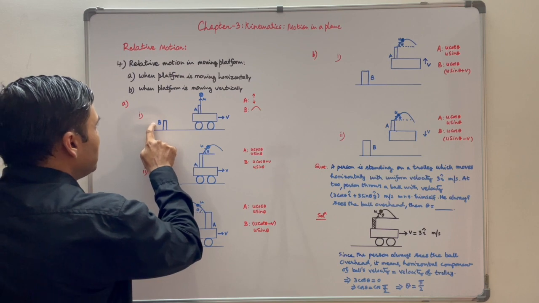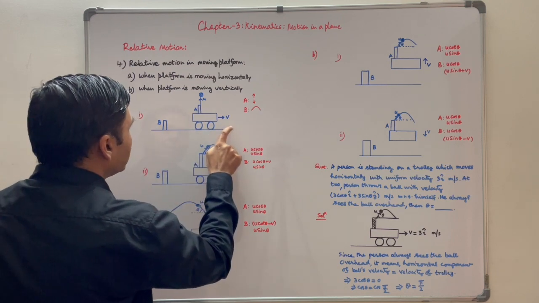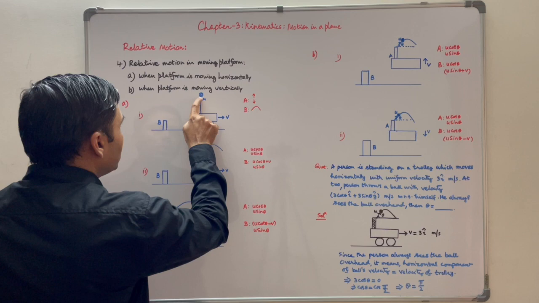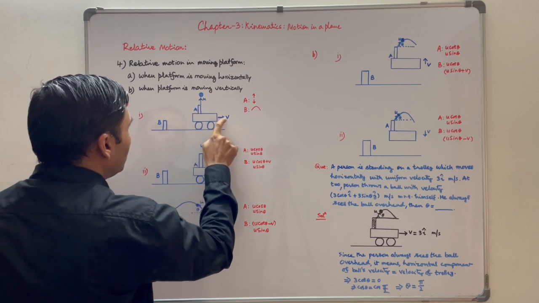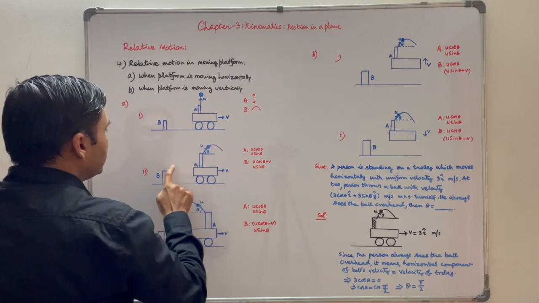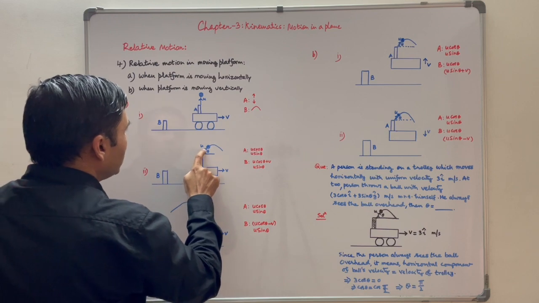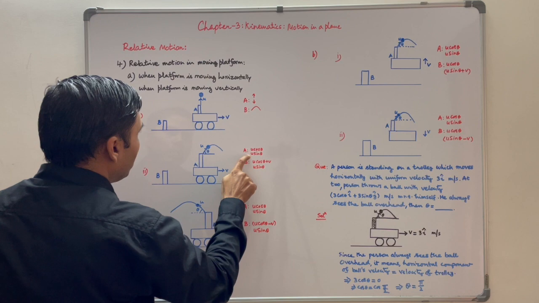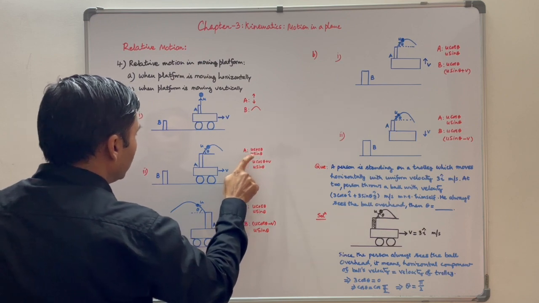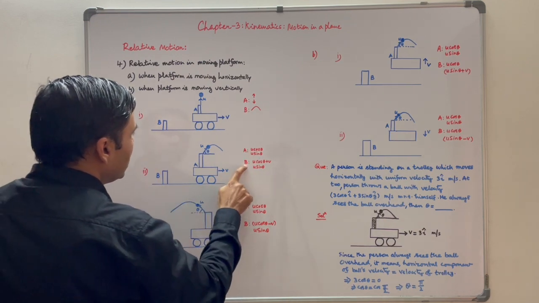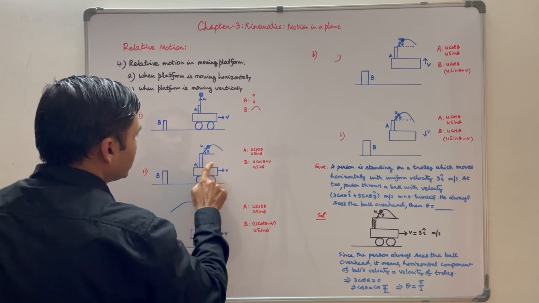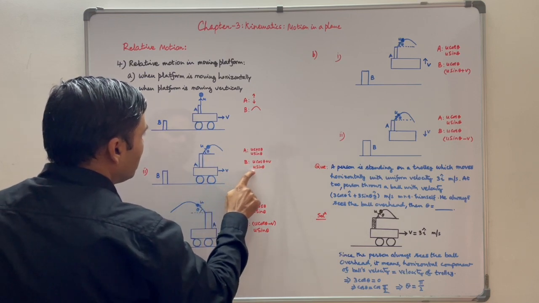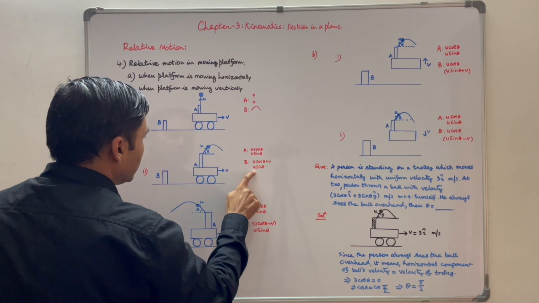Observer B will see the ball moving in a parabolic path. Here the horizontal component of ball's velocity is equal to velocity of trolley. In second case, for A, horizontal component of ball's velocity will be u cos theta and vertical component of ball's velocity will be u sin theta. For B, horizontal component of ball's velocity will be u cos theta plus v, and vertical component of ball's velocity will be u sin theta.